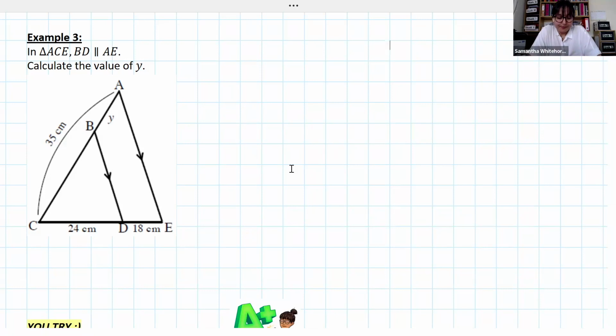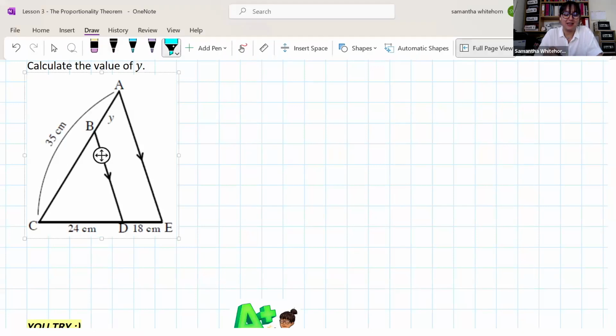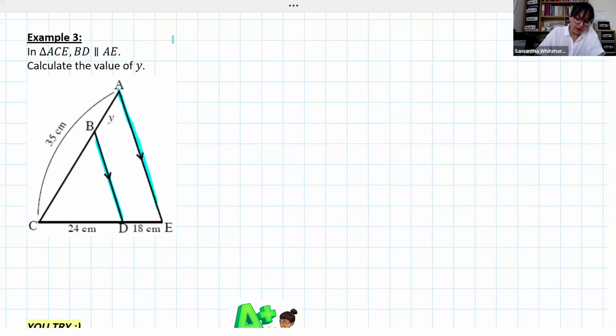Okay. So example 3 says in triangle ACE, so triangle ACE is this big triangle, BD is parallel to AE. Now, I've said this before when we did our circle geometry. I like to highlight the things I know are true. So BD is parallel to AE. Again, this is just a visual aid for myself. It helps me. If it doesn't help you, you don't do it. Calculate the value of y.